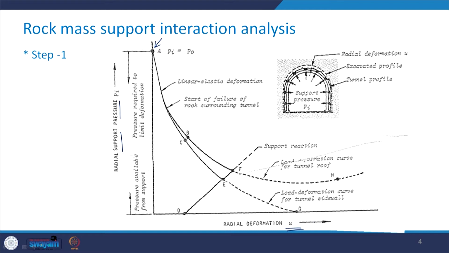Now, please recollect our discussion of the last class, where I explained these concepts with the help of a two-dimensional situation for competent rock, for incompetent rocks as well. So, here the first point is going to be the point A, and here your Pi will be equal to P naught, which is the in situ state of stress. And since the rock mass has not been excavated at that section, obviously the radial deformation is going to be 0 in this case.